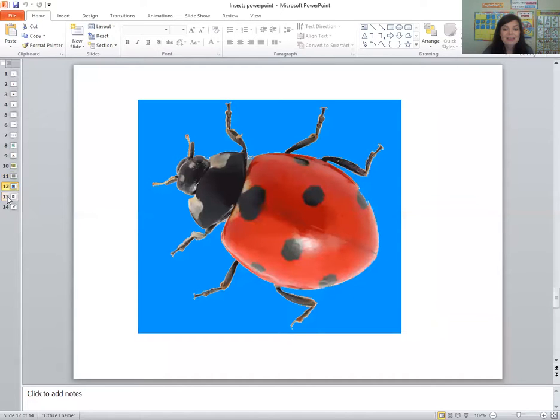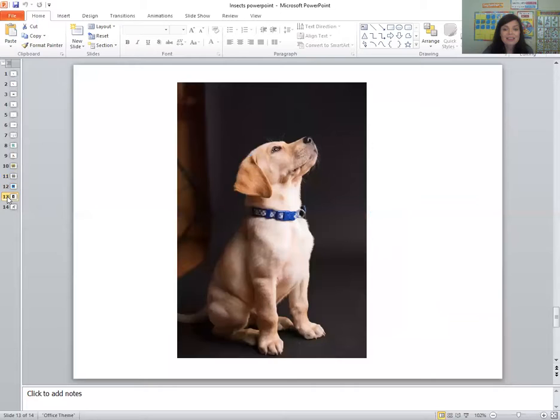Is it an insect? No, it's not an insect. Did you see 2 antennae? No. How many legs does a dog have? 4, not 6. Is it an insect? No. Now for the next one, it's going to be a little tricky. I want you to really count the legs. It's going to be tricky, but we'll talk about it when we look at the next picture, okay?